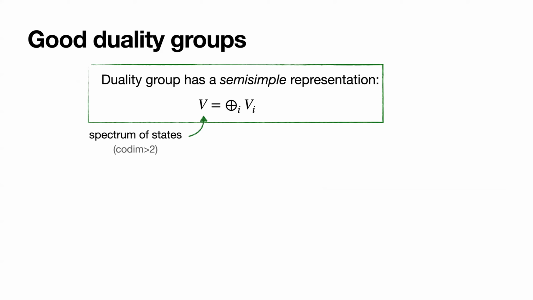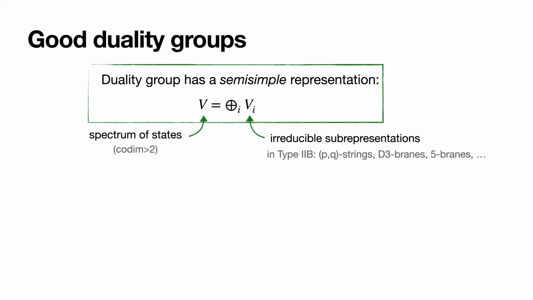Let's forget about these funky duality vortices for the moment. And this spectrum of states needs to be possible to decompose into irreducible subrepresentations. And now, how does this precisely constrain the duality group? So let's take this definition and apply it to this upper triangular duality group that we just saw.